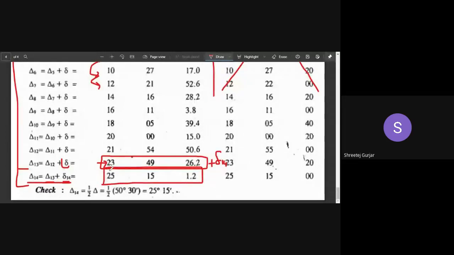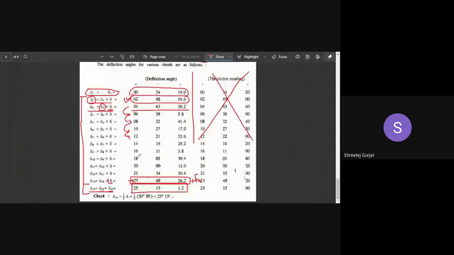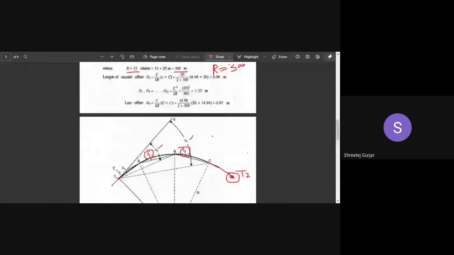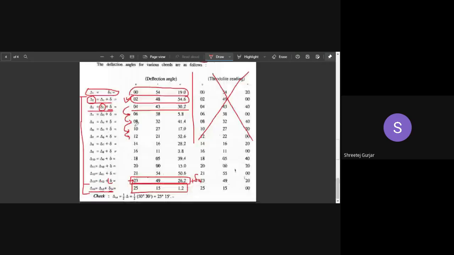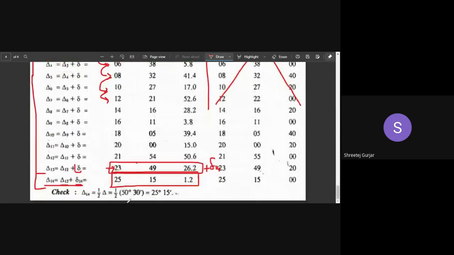Okay, so let me show you where this last deflection angle is. Last deflection angle is at point T2, right? It is nothing but your long chord, correct? So it is the long chord. The final delta is this particular angle. From here to here, this is your last deflection angle. So we can do one check. This particular last delta 14 is equal to half of your given delta angle.